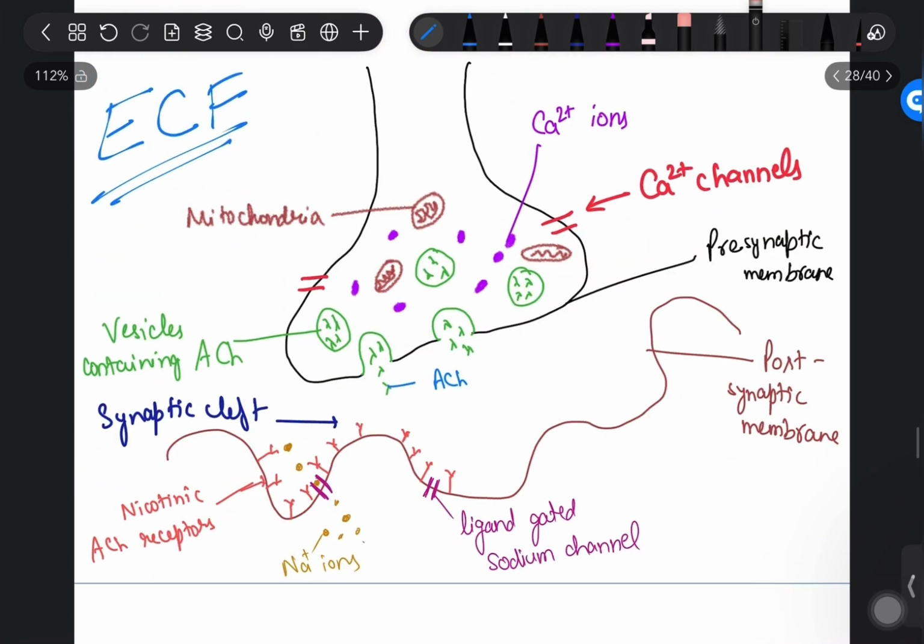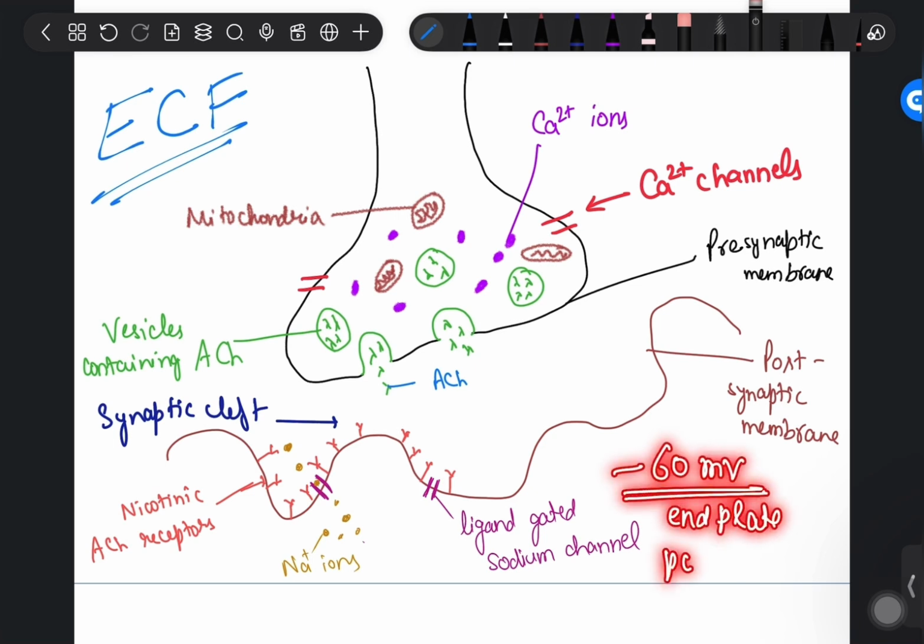I will tell you, end plate potential is the change in resting membrane potential when an impulse reaches a neuromuscular junction. And the resting membrane potential at the neuromuscular junction is minus 90 millivolt. When sodium ions enter inside, depolarization occurs and it can change up to minus 60 millivolt, which is called end plate potential. If you want to read it in detail, you can go through the physiology.